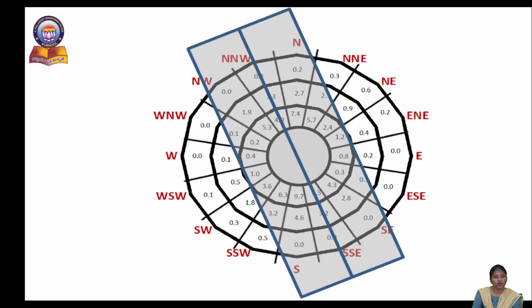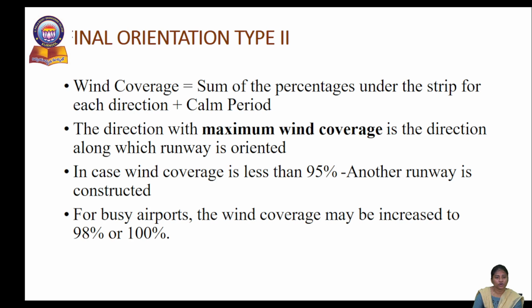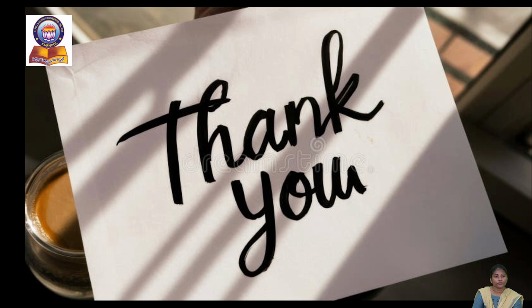Whenever you add all these values by changing the orientation, the largest value which you get, and the direction for which you get it, is the orientation of the runway. So by changing all these orientations, you add all these values. The direction for which you get the maximum value is the orientation of your runway in the type 2 windrose diagram. Okay. Thank you.